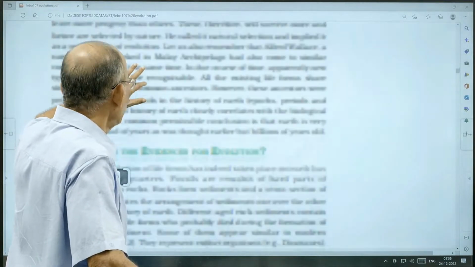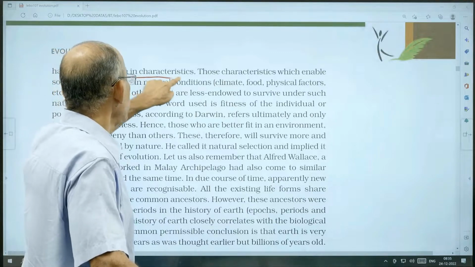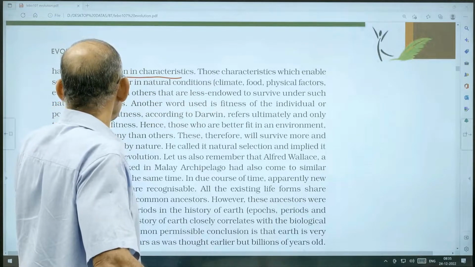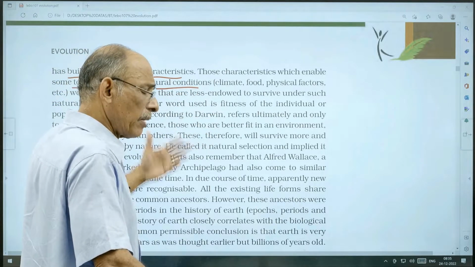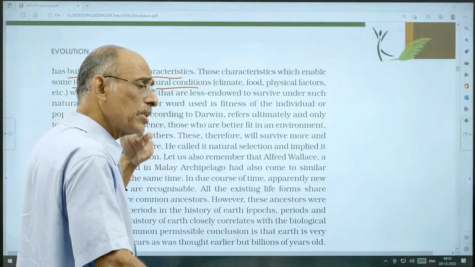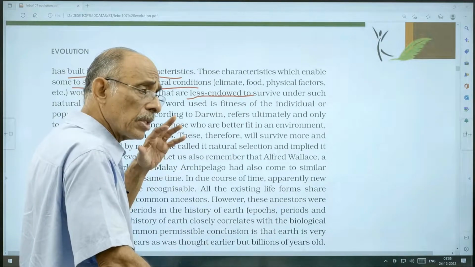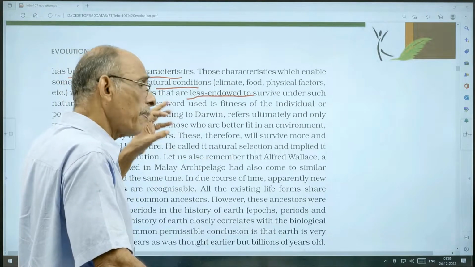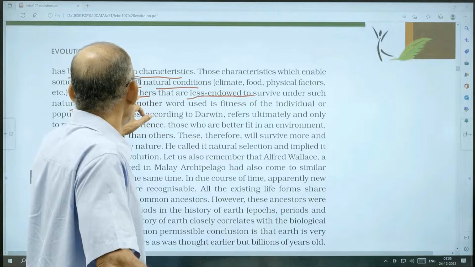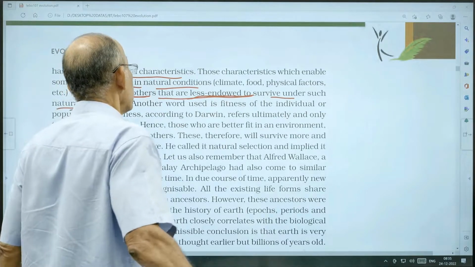And along with this, some more explanation. There has been built-in variation of characteristics. All organisms have built-in variation, and those characters enable them to survive better in natural or environmental conditions. Such organisms would outbreed others, their progeny will increase in number compared with those that are less endowed, those which do not have the capacity to survive better in the prevailing environmental condition. That is the sixth point.